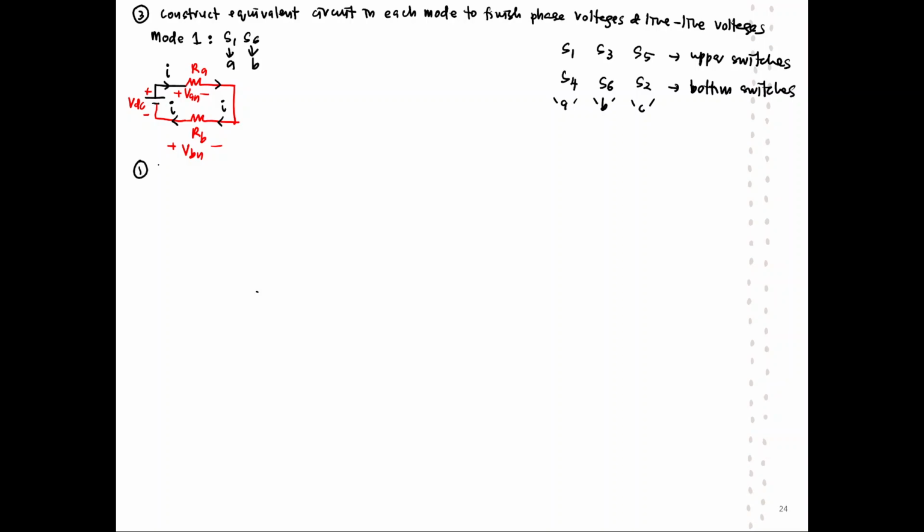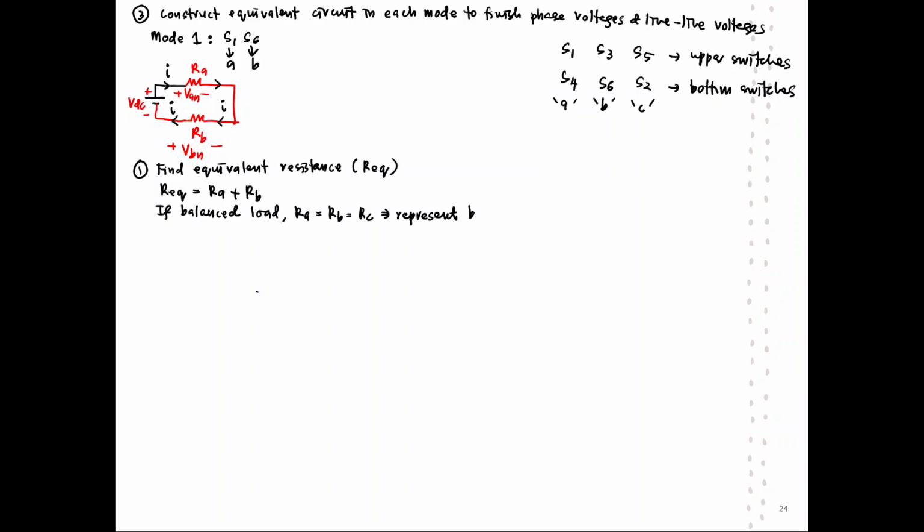Number 1, you need to find the equivalent resistance. So R equivalent will be equal to RA in series with RB. If you have a balanced load, you can represent RA and RB with a single R. So our R equivalent equation becomes R plus R, which gives you 2R. That is the equation for your R equivalent.